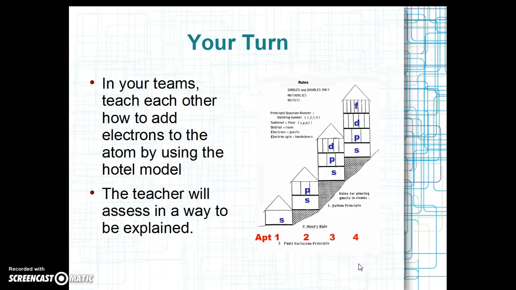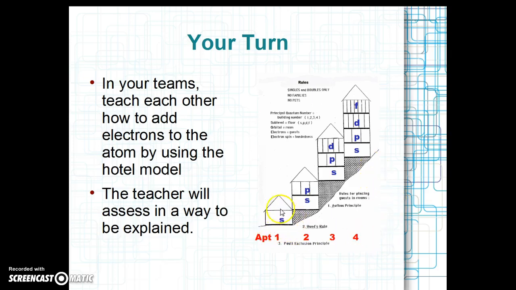Now, as you go into this exercise, in your teams, you're going to teach each other how to add electrons to the atom by using this hotel model. And the teacher will assess you in a way to be explained. But let me point out something very important.